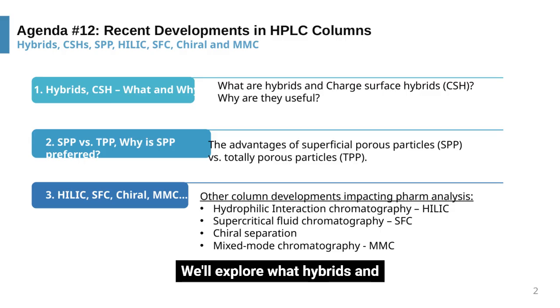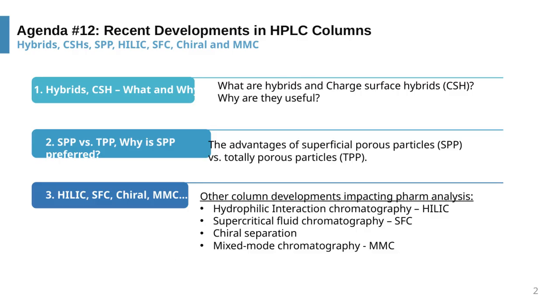We'll explore what hybrids and CSHs are and why they're useful. Then we'll compare SPP and TPP (totally porous particles), explaining why SPP is often preferred. Finally, we'll discuss other column developments impacting pharma analysis, including HILIC, SFC, chiral separations, and MMC.